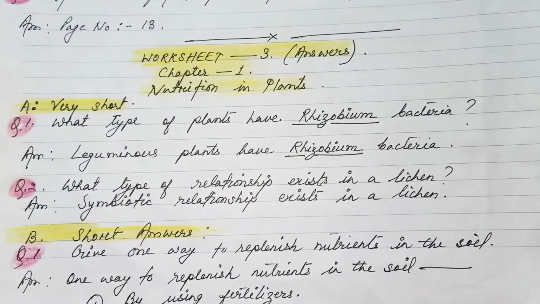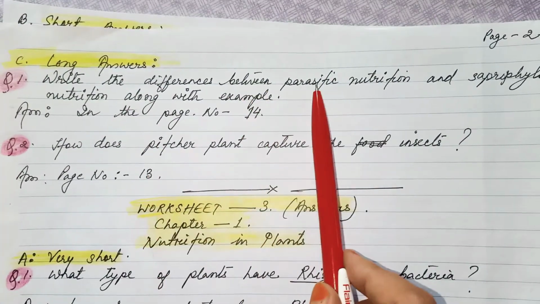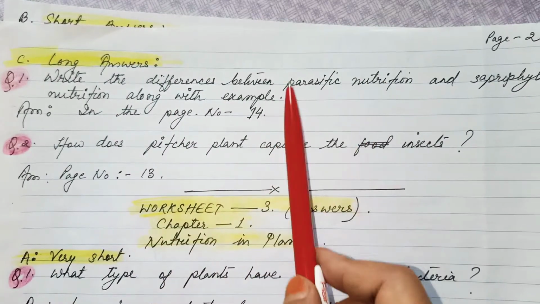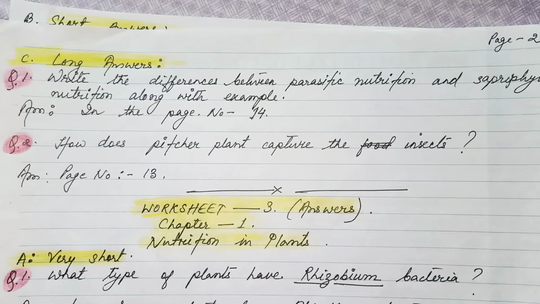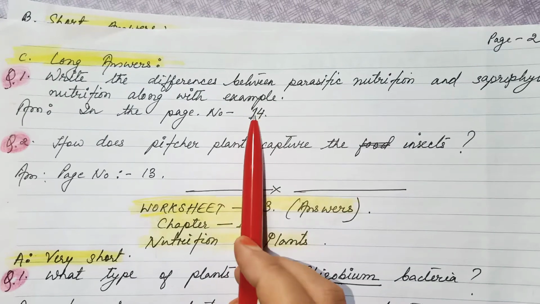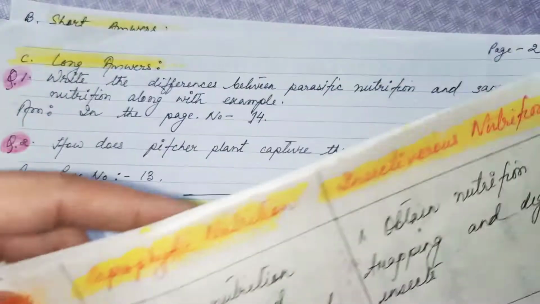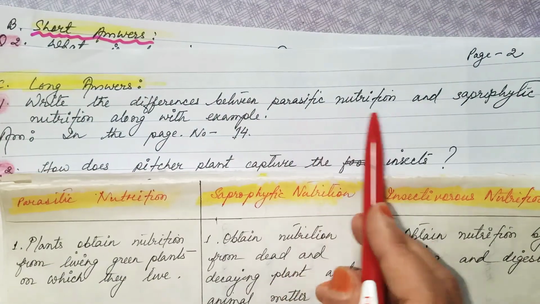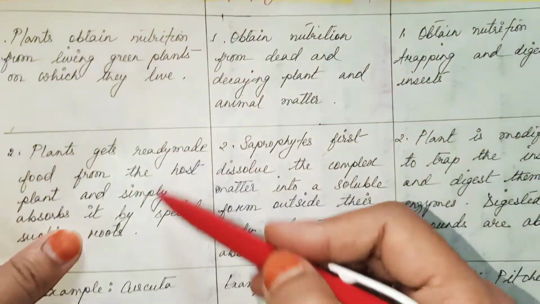In the long question, in the C section, they are asking: write the difference between parasitic nutrition and saprophytic nutrition along with examples. Here you have to draw a table and write the differences between parasitic and saprophytic. It is on page number 14 in your PDF, where you can find it. This is the table. Here I have given you the differences between parasitic, saprophytic and insectivorous. The question is asking about parasitic and saprophytic, so you have to write all 3 points for parasitic and saprophytic nutrition.